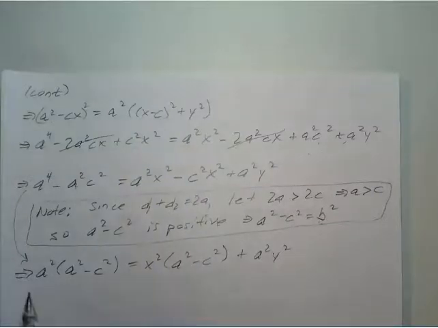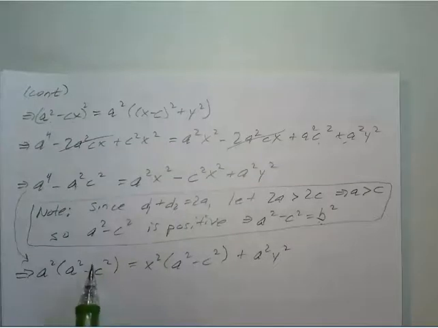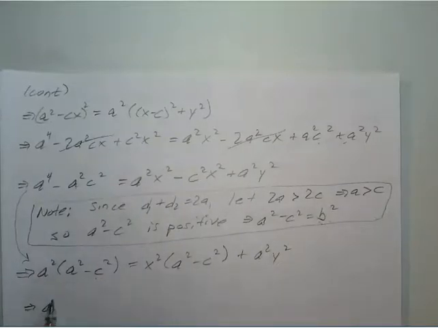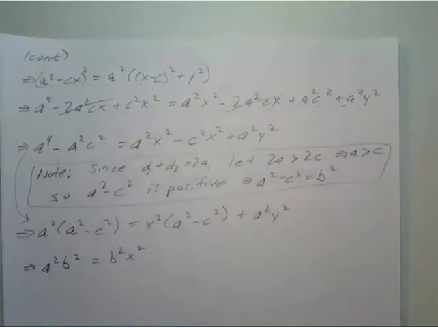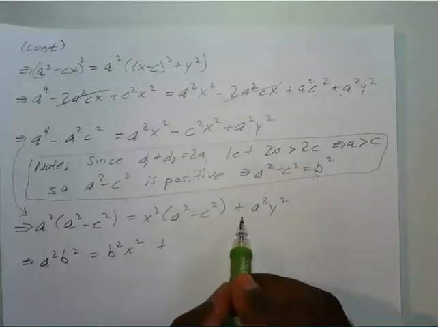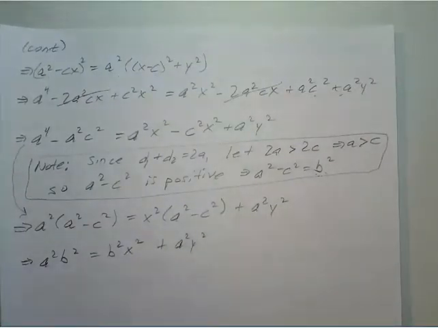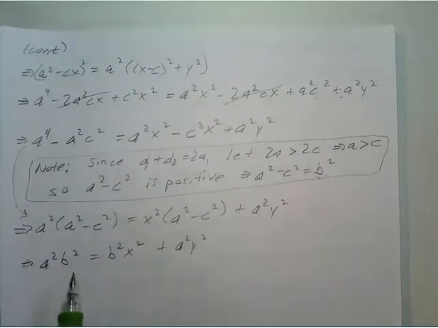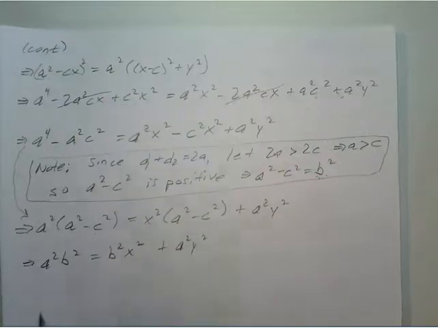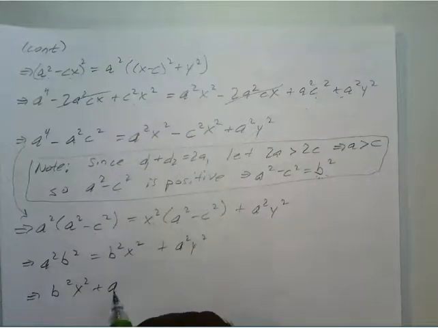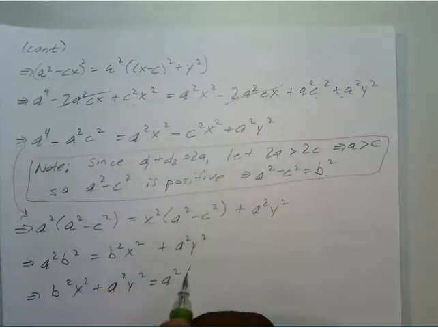So how do we use our a squared minus c squared? Well, remember, a squared minus c squared is equal to b squared. We have a squared b squared equals x squared times b squared plus a squared y squared. All right, so I'm just going to switch sides. Instead of a squared being on the left, I'm going to move it to the right. So we have b squared x squared plus a squared y squared equals a squared b squared.